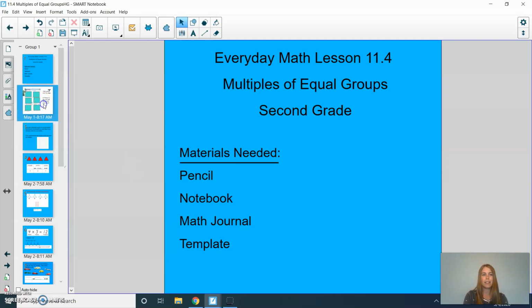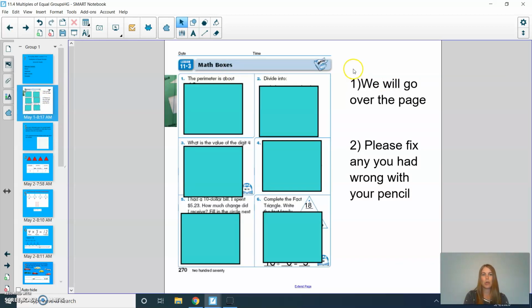Let's get started. The first thing that we're going to do is go over our math journal page from the previous lesson. So if you can be open to page 270 and we'll go over our math boxes. If you're noticing that you have any wrong, please fix any mistakes with your pencil and eraser.